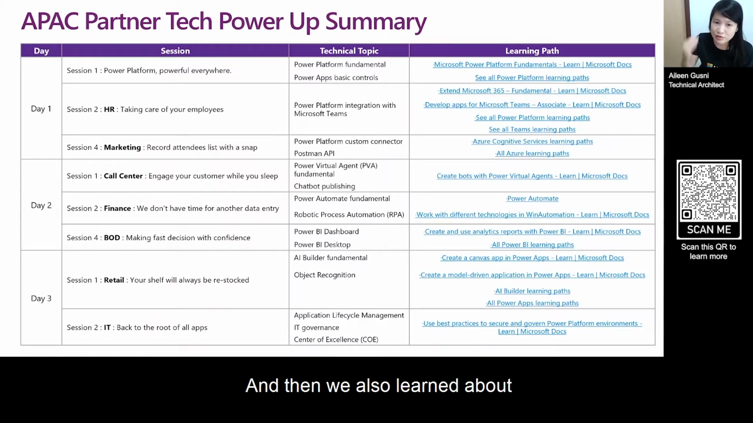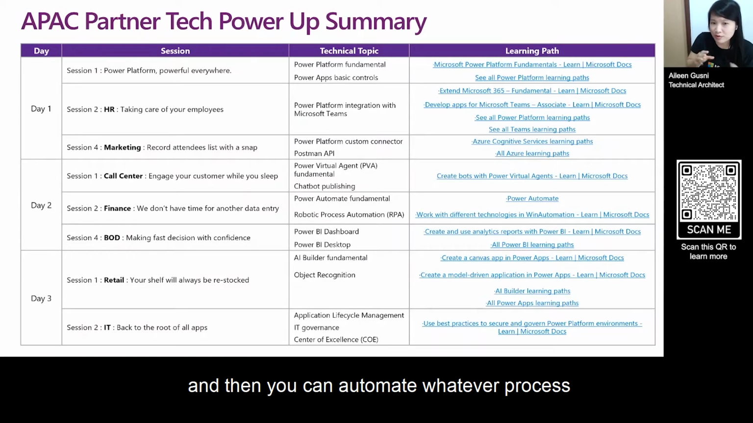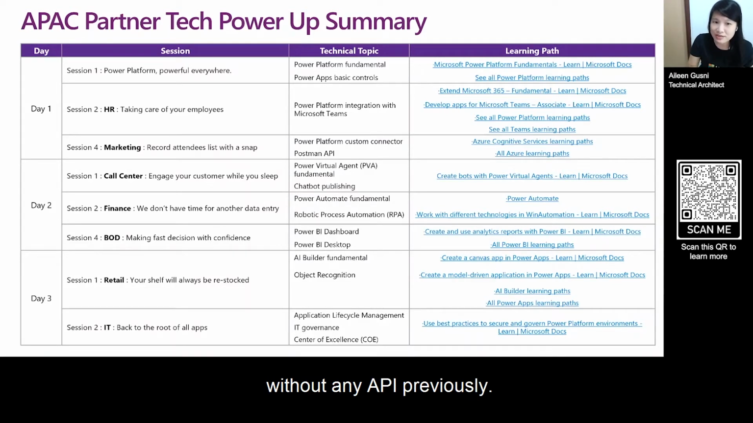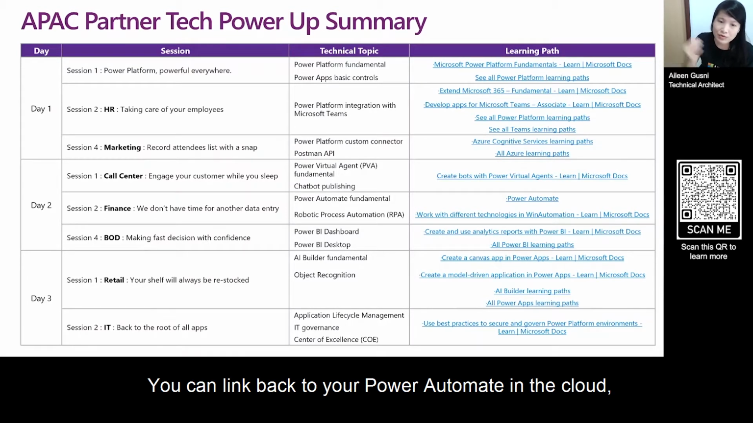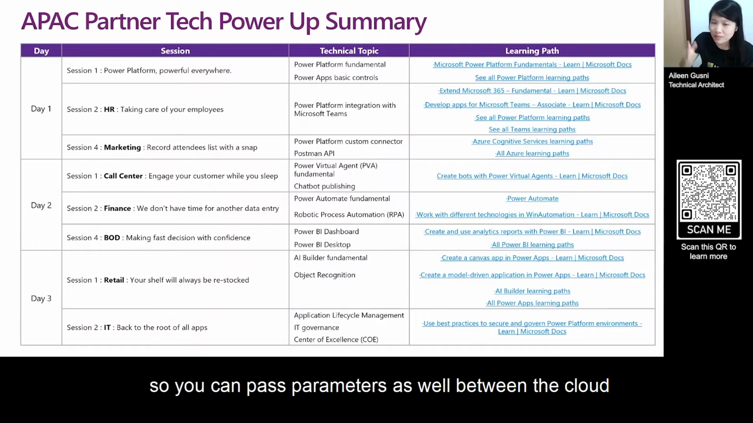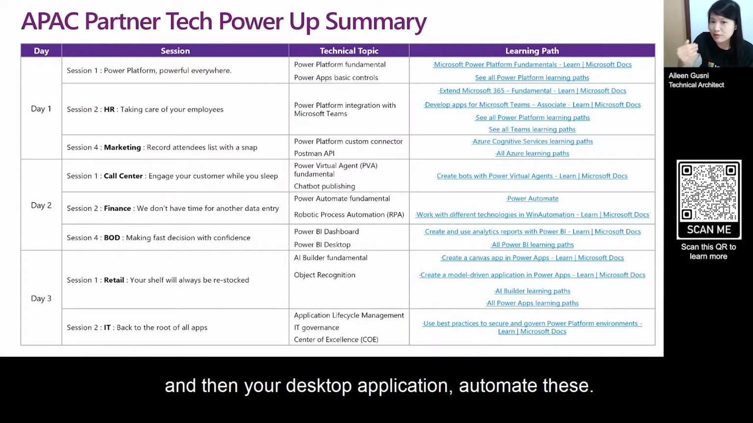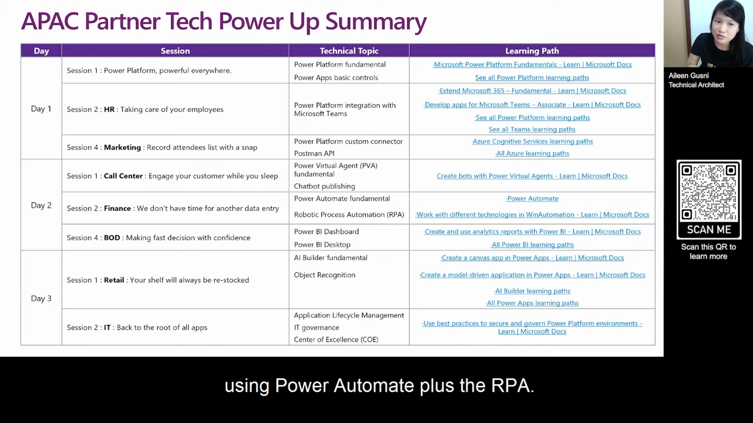And then we also learned about Power Automate fundamentals, plus the RPA that you can link back, so you can automate whatever process you've done using the legacy application without any API previously. You can link back to your Power Automate in the cloud, so you can pass parameters as well between the cloud and your desktop application, automating all the repeated tasks that your employees and you have done previously, using Power Automate plus the RPA.